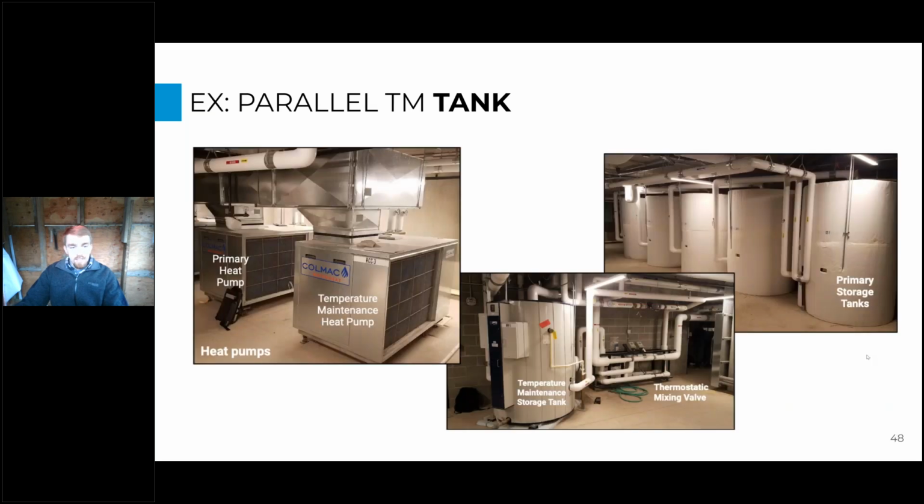So an example of this is from a building in Seattle where we have a couple of Colmac heat pumps serving this load, and the heat pump on the left here is the primary heat pump that's charging these primary storage tanks in series here. So we have five primary storage tanks charged by this one heat pump, and then we have this temperature maintenance storage tank that's charged by this separate heat pump. You can see these heat pumps look identical, but they are running in different modes. This is a multi-pass heat pump that's optimized for that temperature maintenance load, and this is a single pass heat pump optimized for the main load, the primary load.